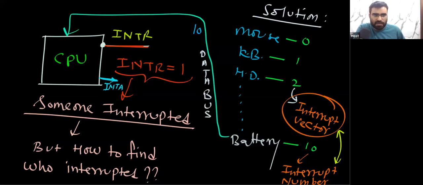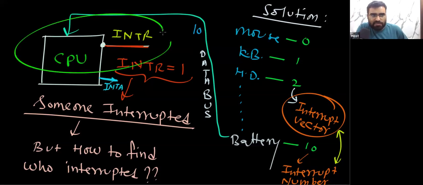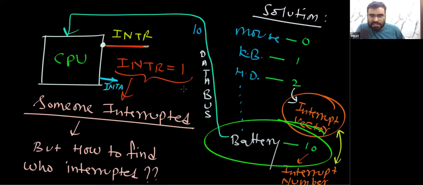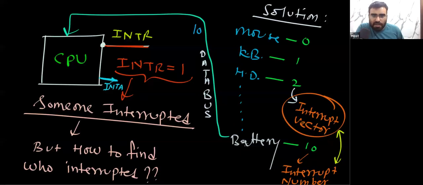Did you understand what is happening? Again, whenever an interrupt request comes, there is only one INTR pin, the interrupt request pin. The CPU will see that INTR equal to 1 means someone has interrupted. Now the CPU wants to find out who has interrupted, so it will send the interrupt acknowledgement to all these devices. Whichever device has interrupted, for example the battery, will send this interrupt vector, this unique identification number, on the data bus to the CPU. Now the CPU will get this number. What will the CPU do next? What is the next step?